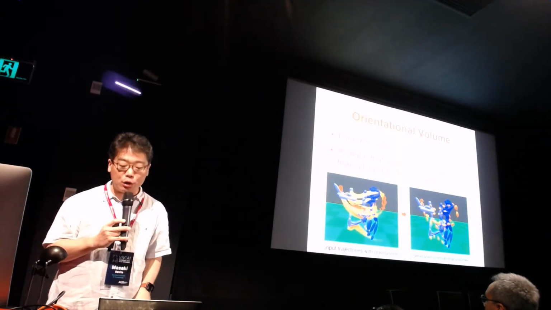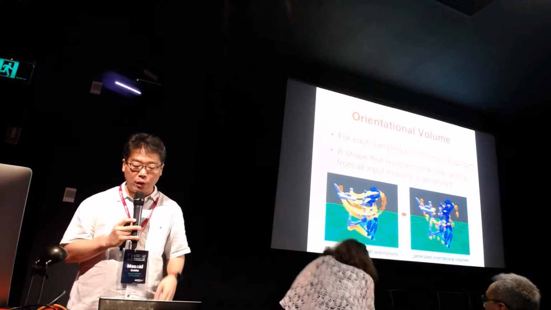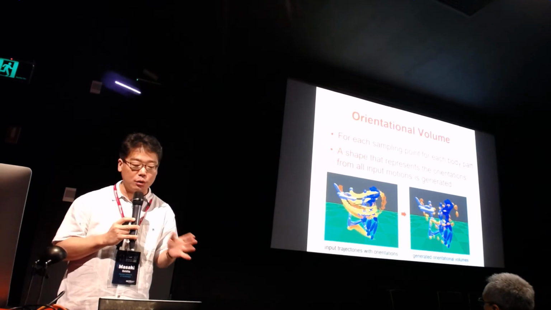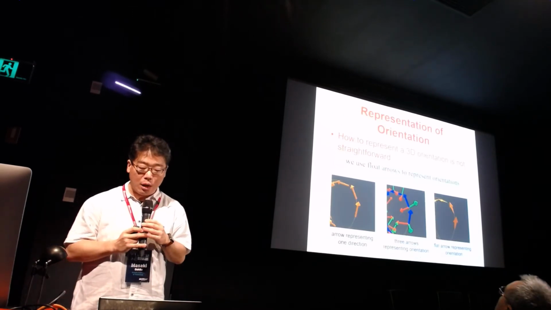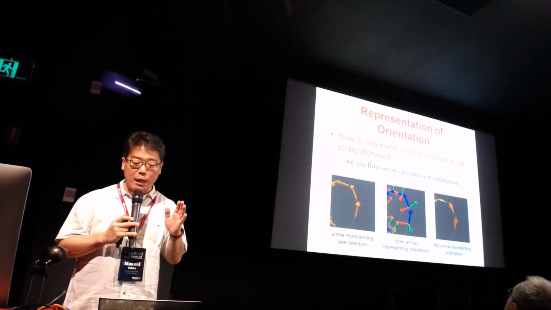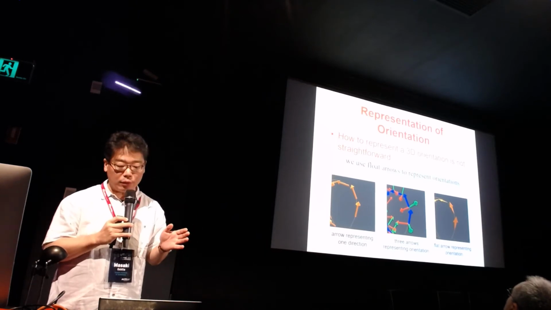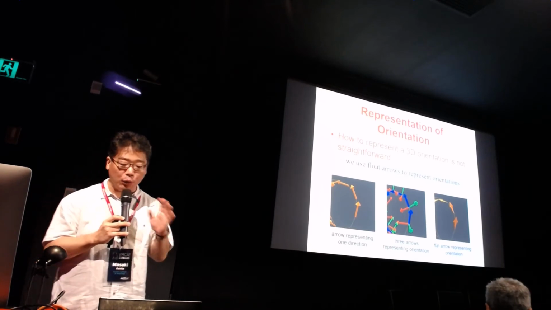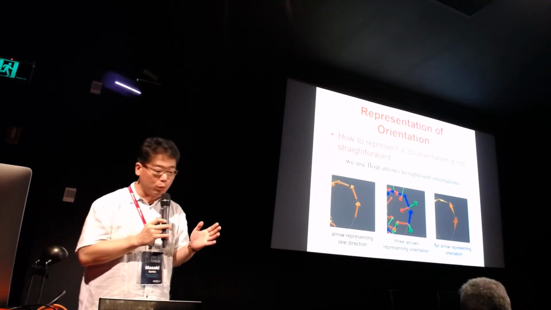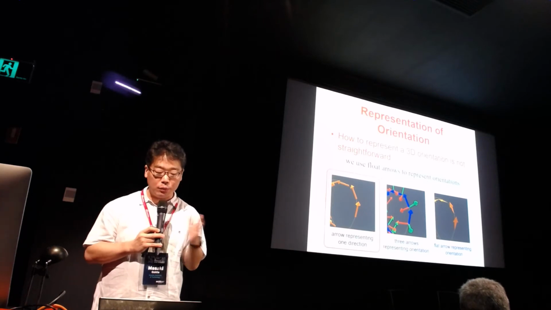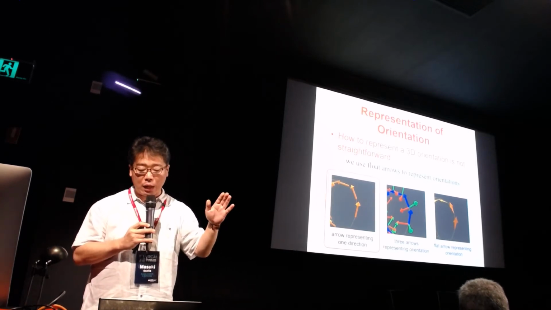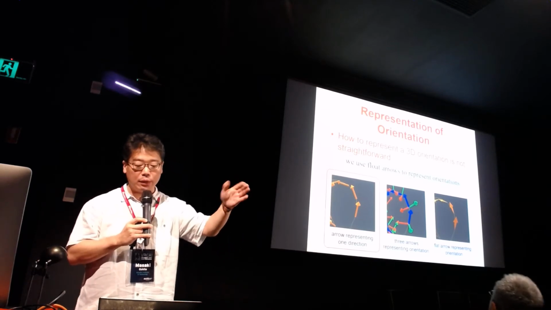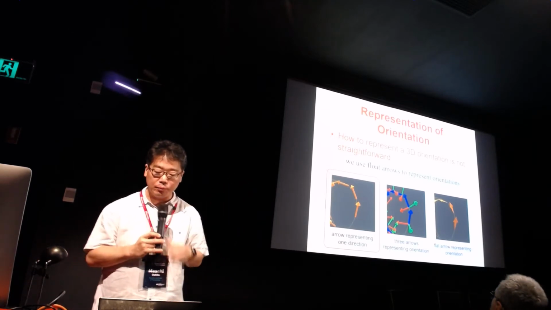Finally, as orientation volume, for each sampling point for each body part, a shape that represents the orientation from all input motions is generated. Actually, visualizing a range of orientations is more difficult than visualizing a range of positions, because how to represent a 3D orientation is not straightforward. An arrow is a common way to represent the orientation. However, it cannot represent a 3D orientation because the rotation around the direction of the arrow cannot be represented.